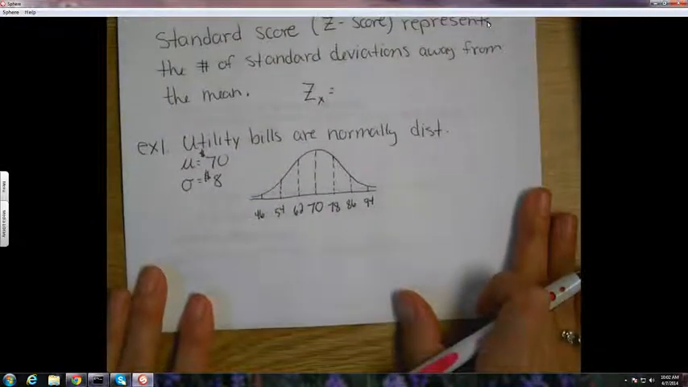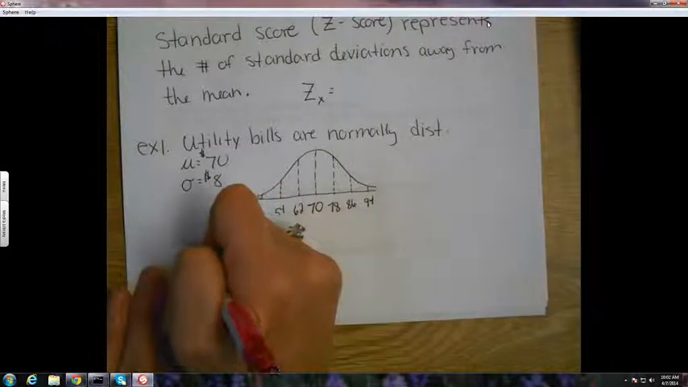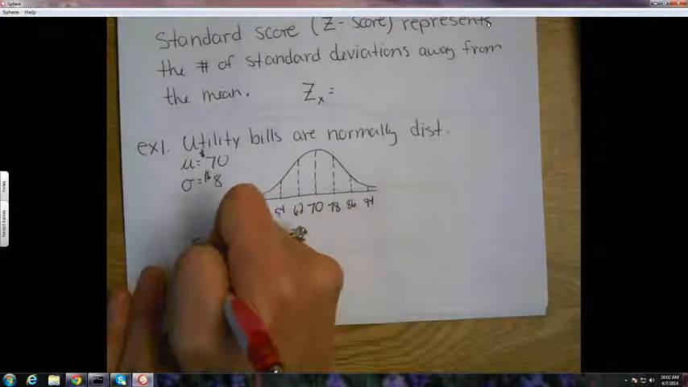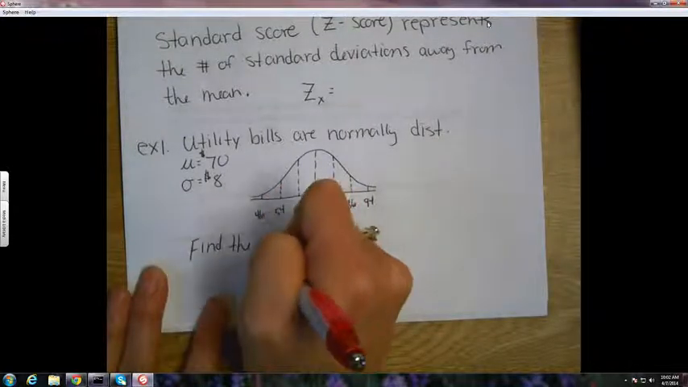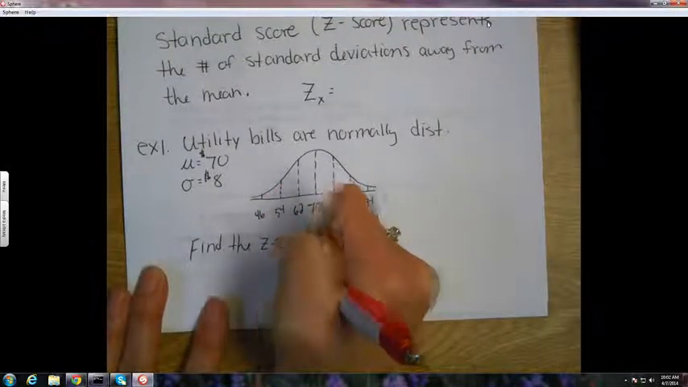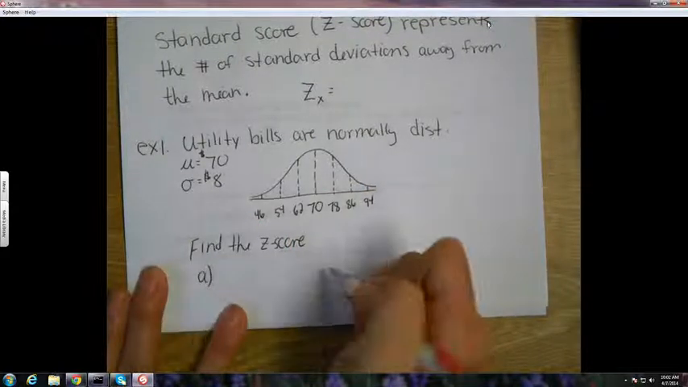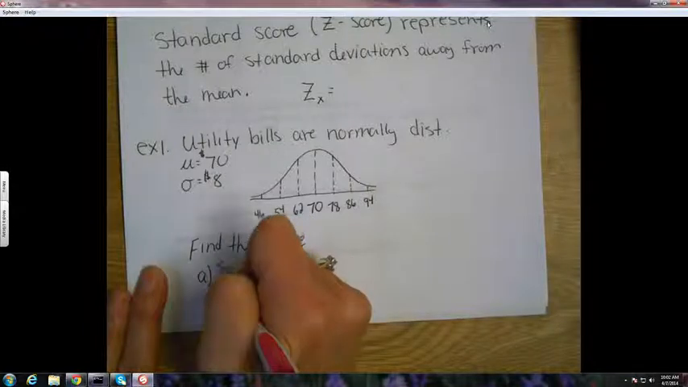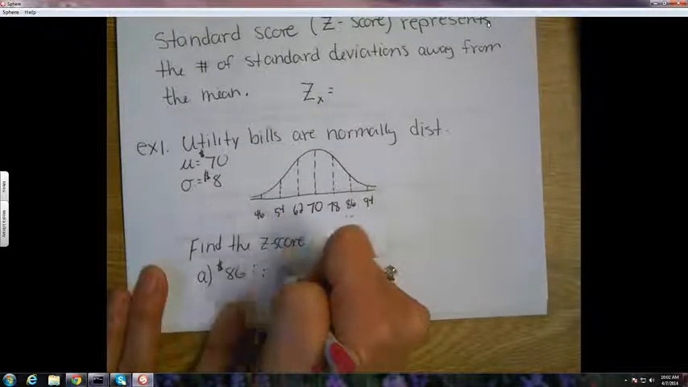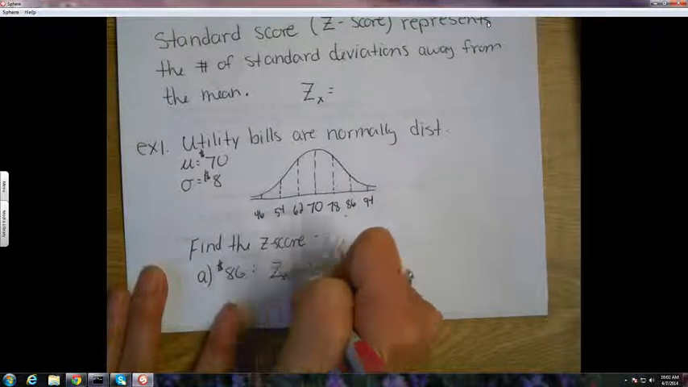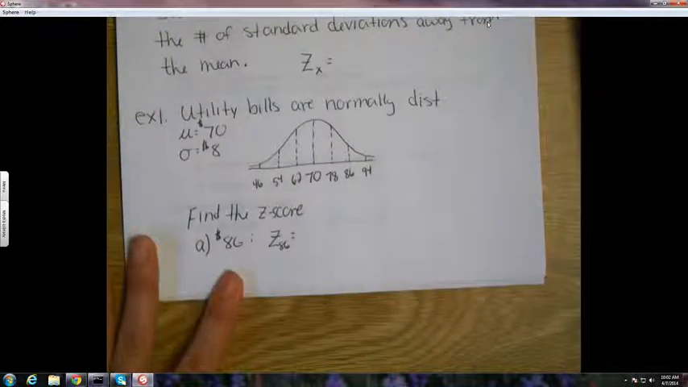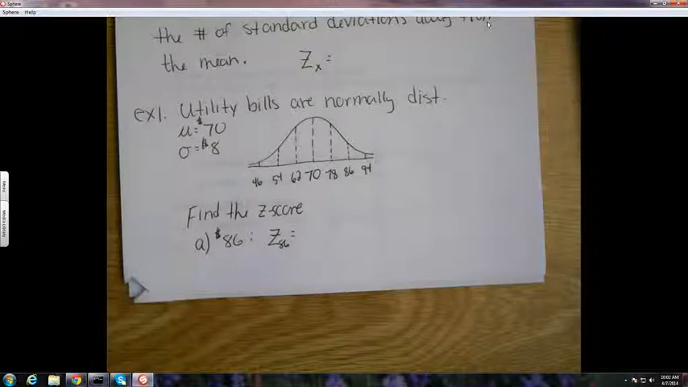Okay, we're going to be finding z-scores. Find the z-score if a bill was $86. I'm going to start easy here. So I write it as the z-score for $86. And the z-score is how many standard deviations away from the mean you are. Well, how far away is 86 from the mean? Exactly 2. So its z-score would be 2.